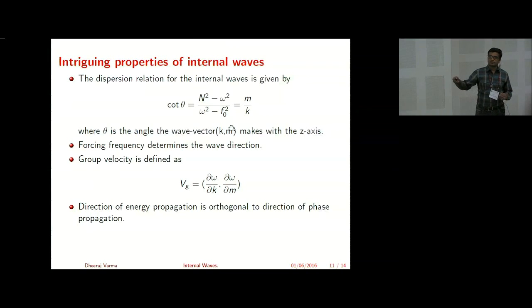So this is one of the peculiar properties of internal waves, where you just define the forcing frequency, and that gives you the direction of wave propagation. Go ahead and calculate the group velocity, which is defined in this way, and you see that the direction of energy propagation, which is the group velocity direction, and the phase propagation, which is the wave vector direction, are orthogonal to each other.